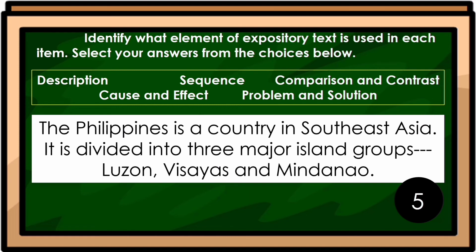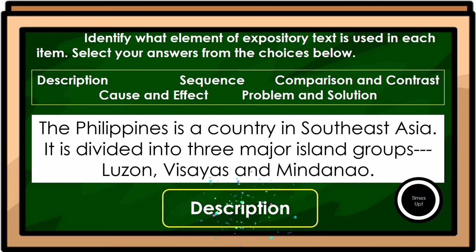The Philippines is a country in Southeast Asia. It is divided into three major island groups: Luzon, Visayas, and Mindanao. What is your answer? What element of expository text is used in this paragraph? Write now your answer. The answer is description. You're right. It is description because Philippines is being described in this paragraph. Alright?